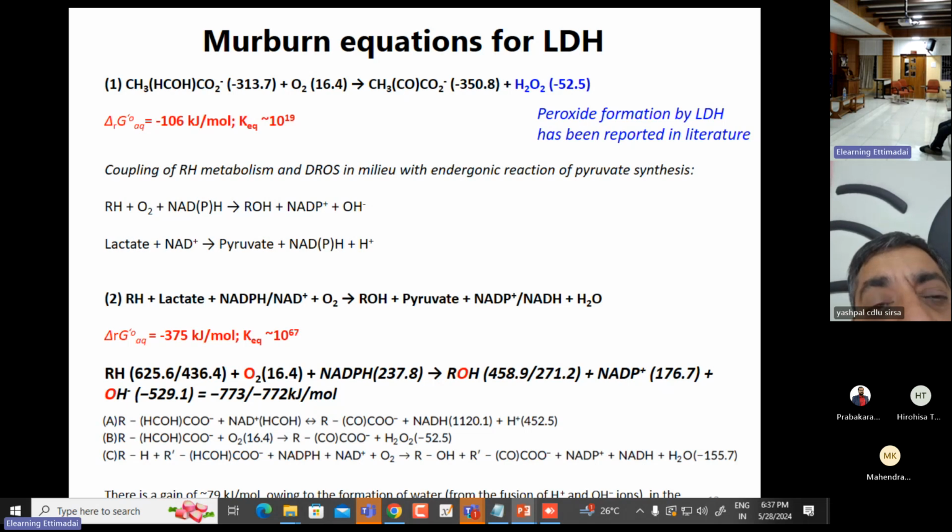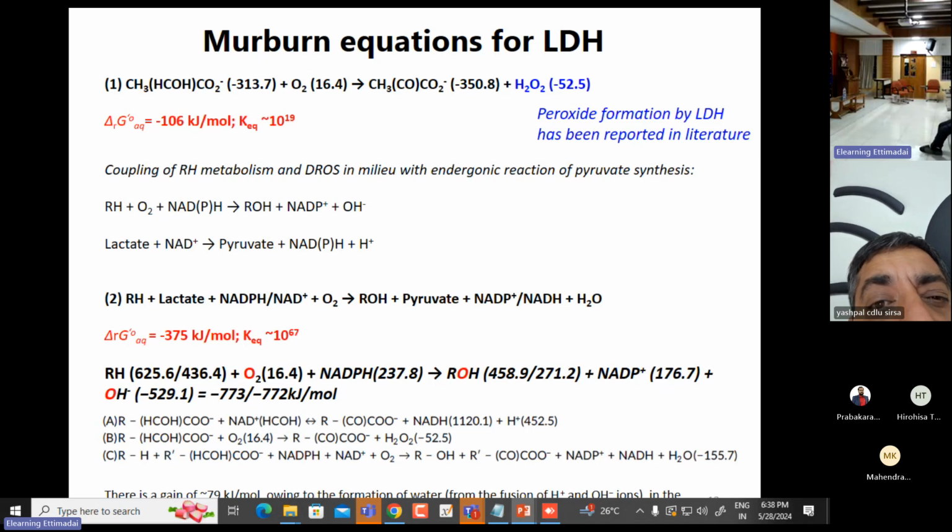Now, if your lactate reacts with NAD plus to form pyruvate and NADH plus H plus, and if you write how this RH metabolism, drug metabolism, along with drug metabolism, if lactate also goes there, because of the presence of ROS in the liver, lactate can again be converted to pyruvate. So here you have your drug RH, you have lactate, you have NADPH, and you have O2. Now your O2 becomes H2O, and you also get ROH coming from RH, and lactate has become pyruvate. But simultaneously, NAD plus can become NADP plus and NADH. So you get even NADH formation.